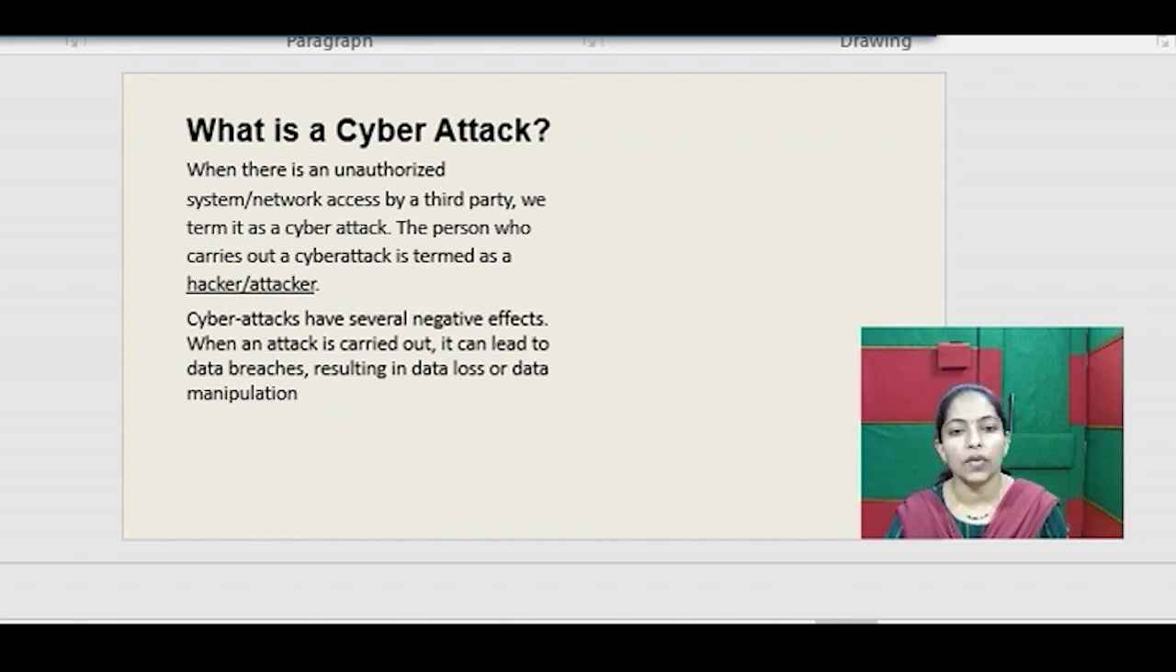The COVID-19 situation has also had an adverse impact on cybersecurity. According to Interpol and WHO, there has been a notable increase in the number of cyber attacks during the COVID-19 pandemic. Now we know what a cyber attack is. Then let's look at the different types of cyber attacks.